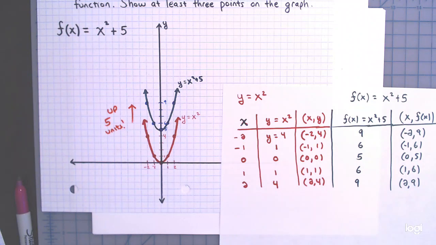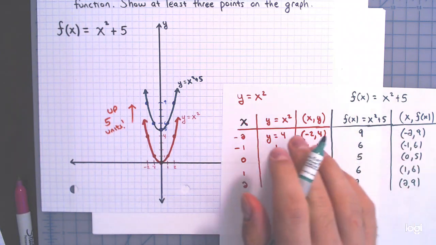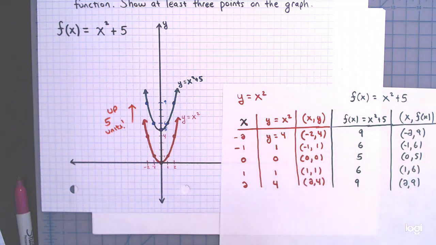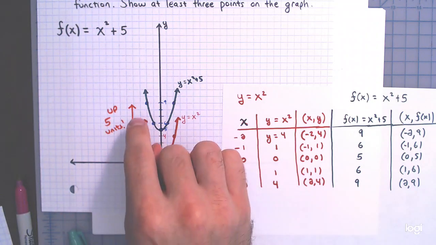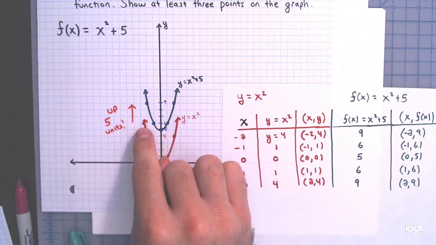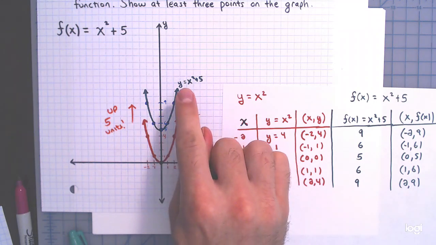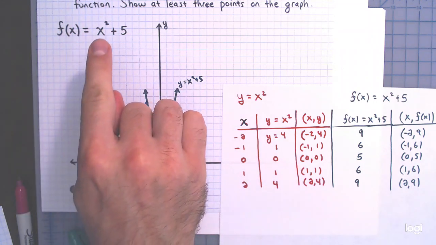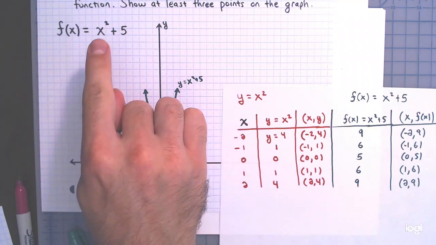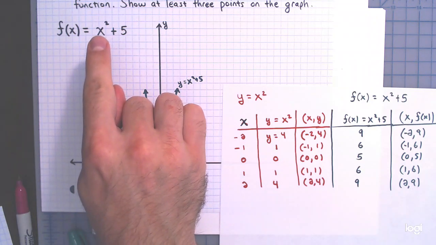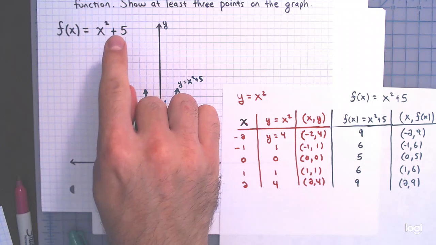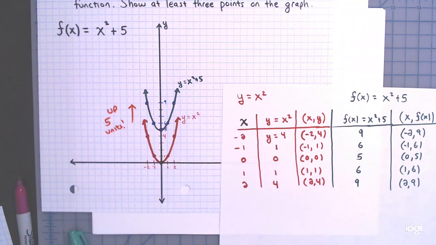Great. So you can always make a table, plot enough points to where you see a pattern forming, and then fill in the rest of that pattern just like you do with any graph. You can always do that. But if you recognize, hey, I know the graph of y equals x squared, so then the graph of f of x equals x squared plus 5 is just the same as the graph of y equals x squared, but then up 5 units. You just add 5 to all the y coordinates.